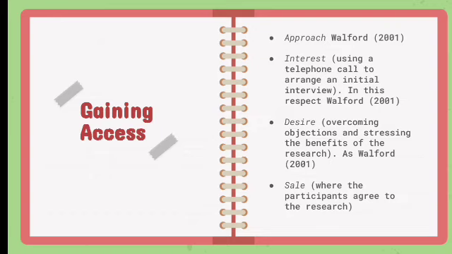Next, desire. Overcoming objections and stressing the benefits of the research. As Wolford 2001 wisely comments, after all, schools have purposes other than to act as a research site. He makes the telling point that the research might actually benefit the school, but the school may not realize this until it is pointed out.